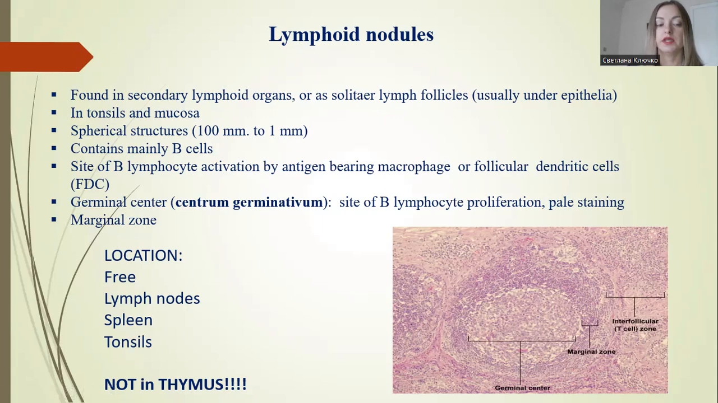Location. They can be free. They are located in lymph nodes, in spleen, in tonsils. But note please, not in thymus. Not in thymus.